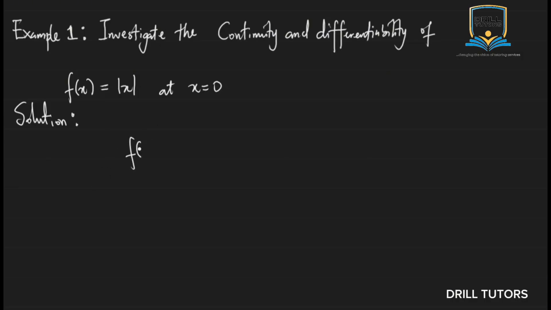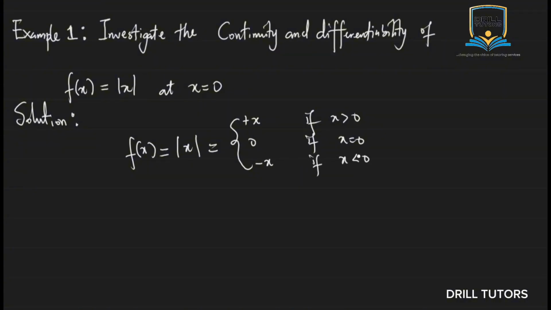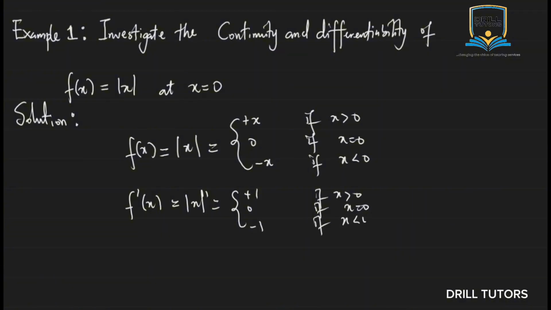Modulus function, we've defined that as many times as possible in class. The modulus of x is defined as positive x if x is greater than 0. It is defined as 0 if x is equal to 0, right? And it is defined as negative x if x is less than 0. Now, there are two ways to actually show this. If you want to be sharp and smart, you can just find the derivative of this directly from here. And of course, that's plus 1 if x is greater than 0. That's 0 if x is equal to 0. And that's negative 1 if x is less than 0.